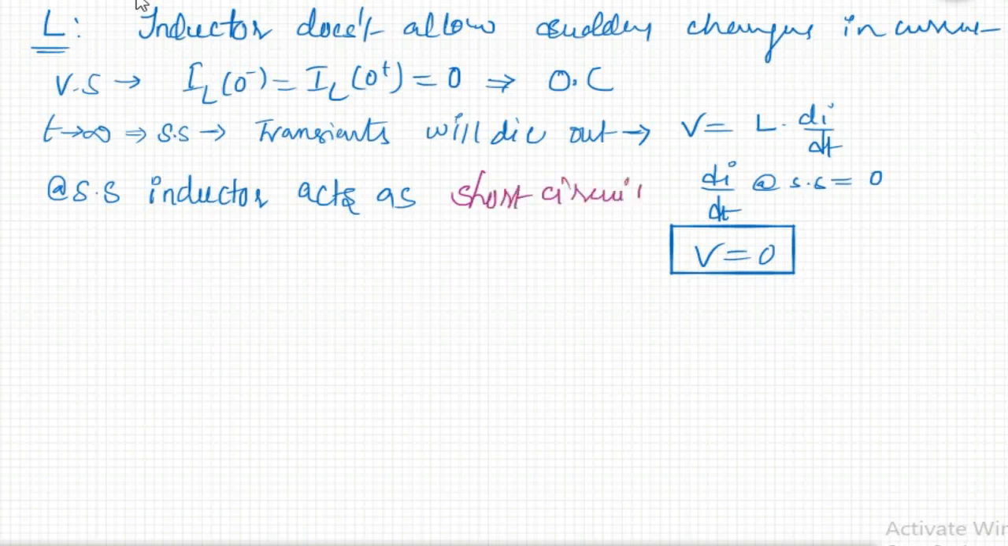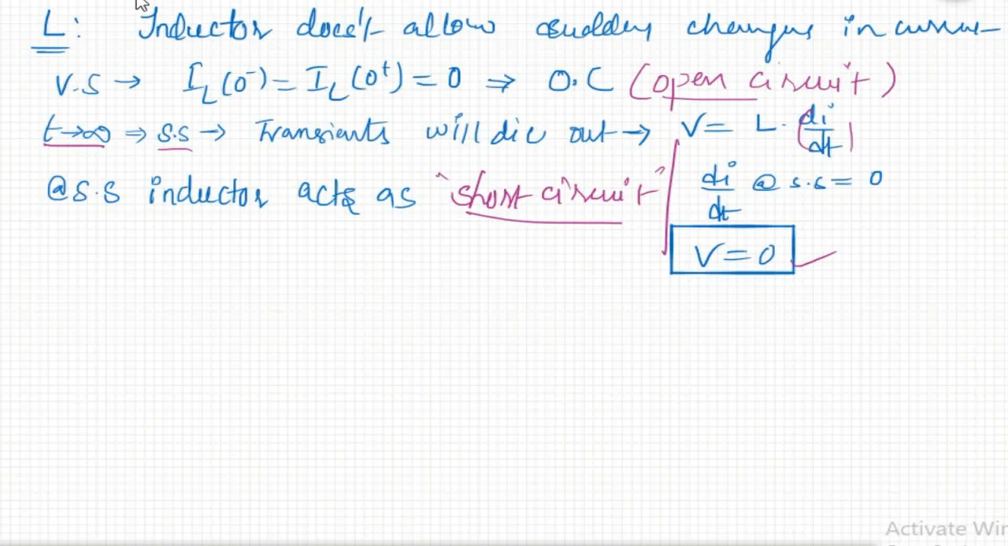While in the transient period, it was acting as an open circuit. OC is open circuit. So at steady state, it is acting as a short circuit. Under transient condition, the inductor is acting as an open circuit. That means even if you turn on a voltage source onto the inductor, no current flows through it. That is called the open circuit condition. After some period, at t equal to infinity, steady state will be attained. Transients will die out, that is, di by dt will become 0. So under this condition, the voltage across the inductor will become 0.